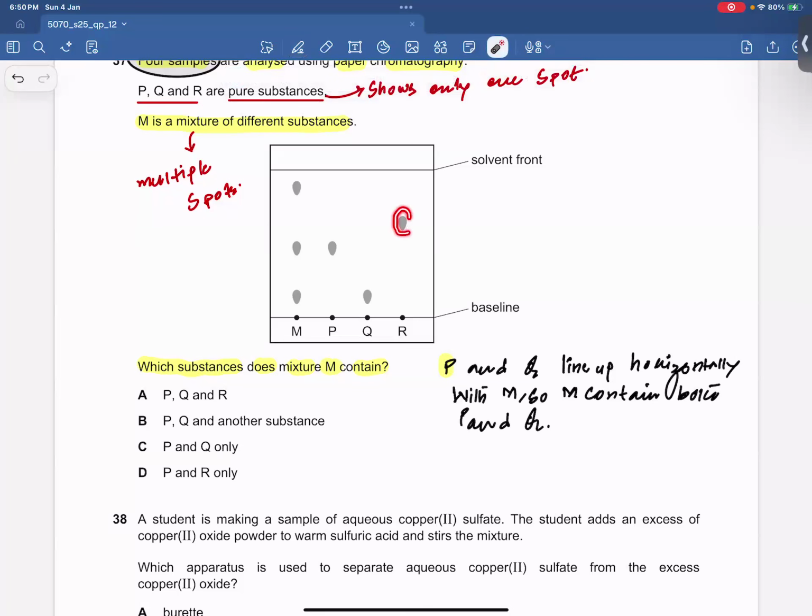See, this R is not lined up with M, which means R is not there. But the issue is we have another spot here. That means M contains another substance. M contains Q, M contains P, but this spot indicates that another substance is also present in M. So on the basis of that, I believe B is going to be the right answer.